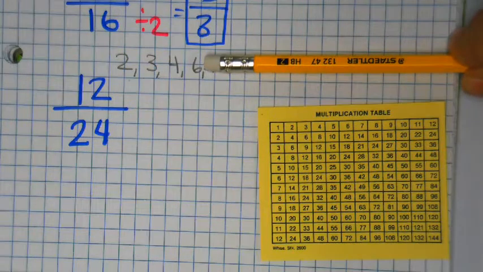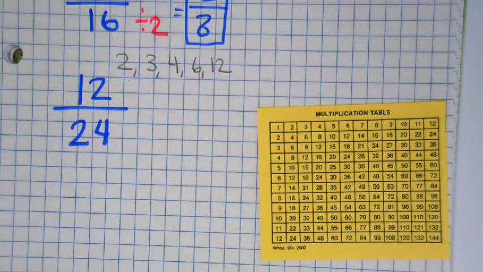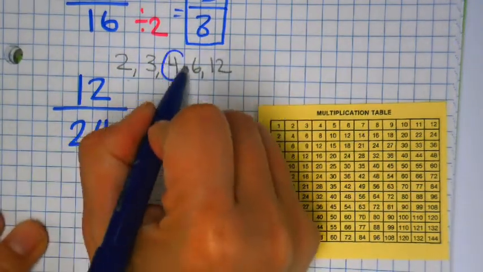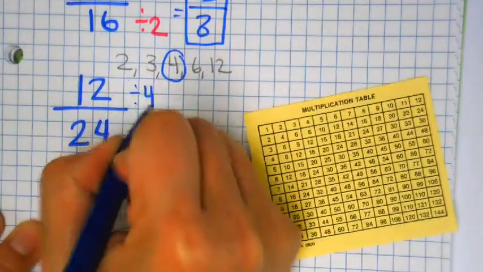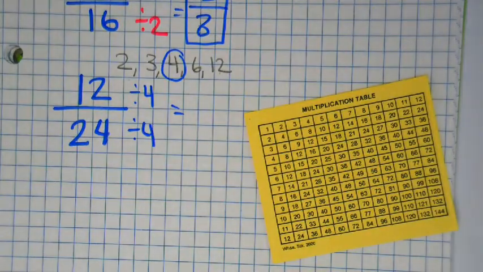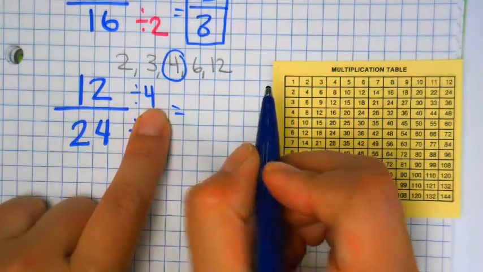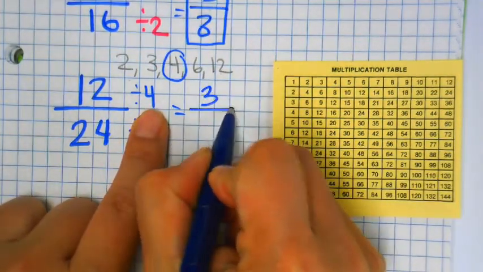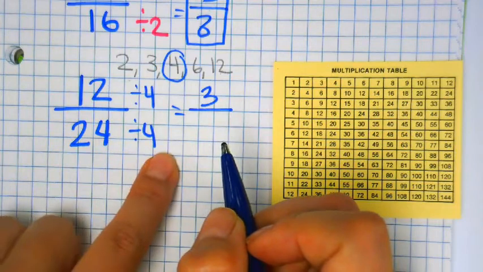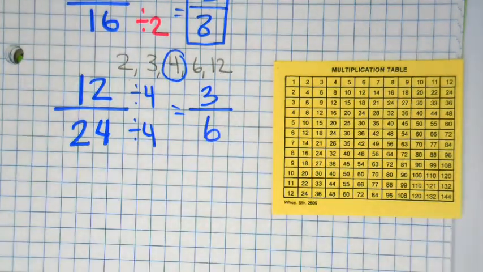Let's pretend we went with 4. If you want to do 12, go ahead and do 12. But let's pretend we're going to use the number 4. Okay, we're going to simplify by 4. What's 12 divided by 4? 3. What's 24 divided by 4? 6. Okay, I have 3 over 6.